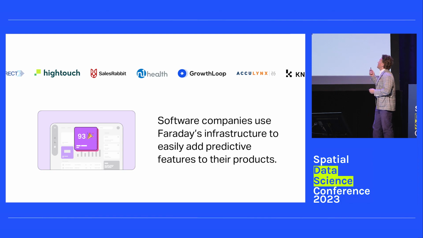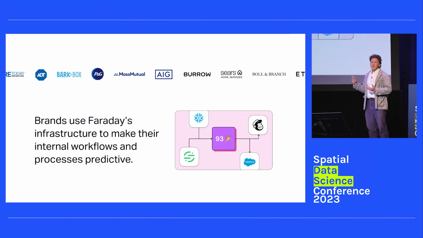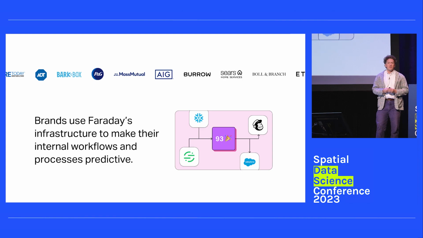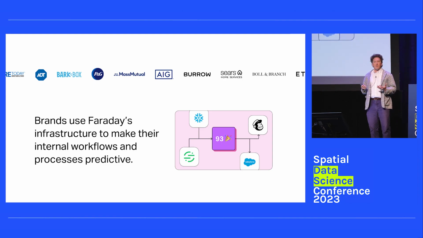So for example, one of our clients is AccuLynx. They're a CRM for roofing contractors. Everybody needs a CRM. And they wanted to do lead scoring, and so they used our API to figure out the likelihood that each lead in their system across all of the brands they work with is to convert. Brands themselves use Faraday to build predictive capabilities into their workflows to make their business run better and more efficiently.